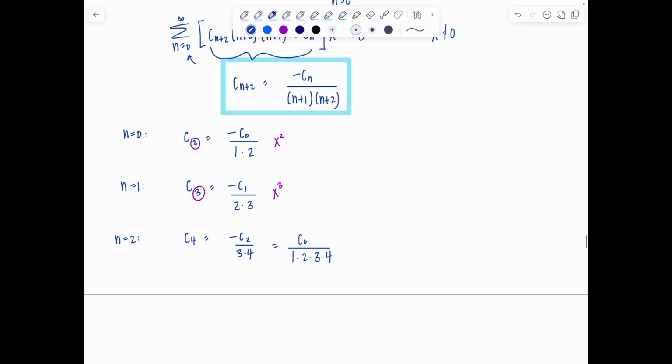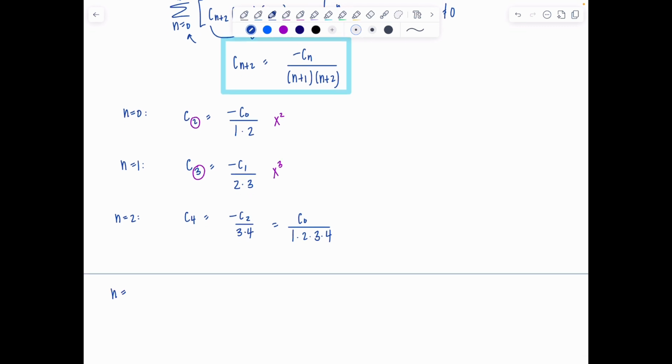And then continuing, n equals 3. That would give me C5, which would be negative C3 over 4 times 5. But C3, I have it right here in terms of C1. So let me substitute that in. Then that's going to give me positive C1 over 1 times 2 times 3 times 4 times 5. Very nice.